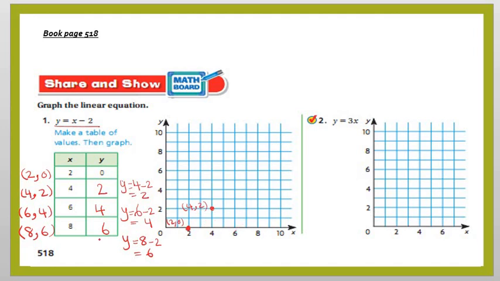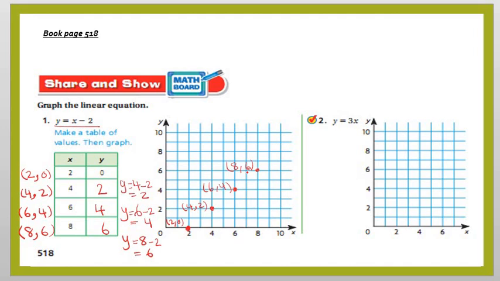Okay, the third point, 6 and 4. Move from 0 until you reach 6, then move upwards until you reach 4. This is my third point, 6 and 4. My last point, move from 0 until you reach 8, then go upwards until you reach 6, and this is my last point here, 8 and 6.